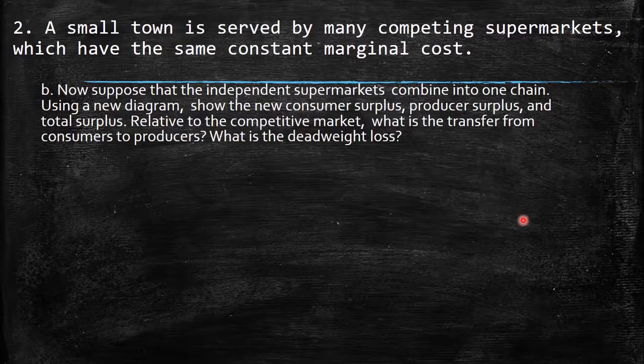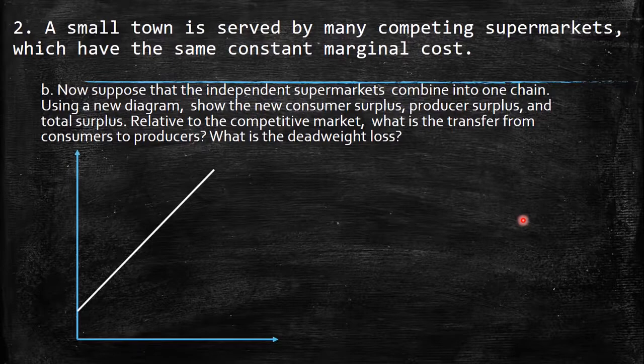Then suppose that independent supermarkets combine into one chain. So we create a monopoly. We change from a competitive market to a monopoly. So using a new diagram, show the new consumer surplus, producer surplus, and total surplus. Relative to the competitive market, what is the transfer from consumers to producers, and what is the deadweight loss?